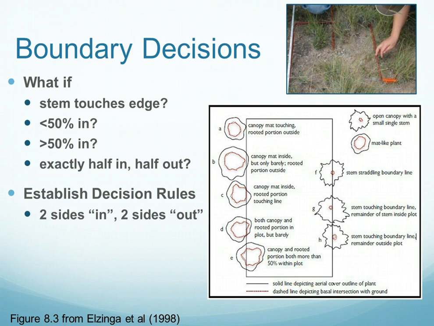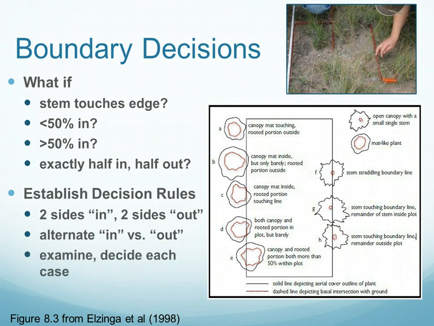Obviously, plants that have all of their stem inside would be counted as in. Another way to do this is when you have a plant that you need to make a decision about, you simply use the every other rule. So if the first plant that you have to make a decision about gets counted in, the next time you have to make a decision, that plant would be counted out.